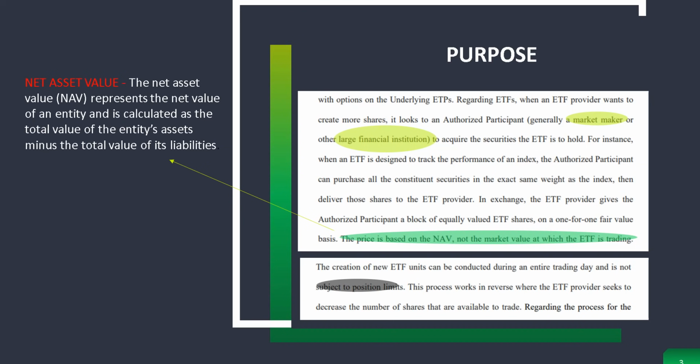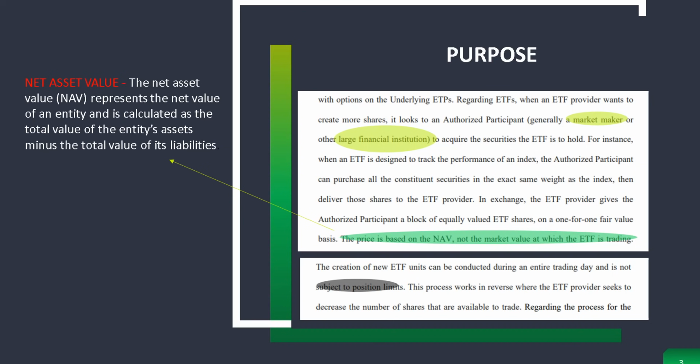But for example, when an ETF is designed to track the performance of an index, the authorized participant can purchase all the constituent securities in the exact same weight as the index, then deliver those shares to the ETF provider. In exchange, the ETF provider gives the authorized participant, or the market maker, a block of equally valued ETF shares on a one-for-one fair value basis. The price is based on the NAV, not the market value at which the ETF is trading, therefore eliminating all price discovery.